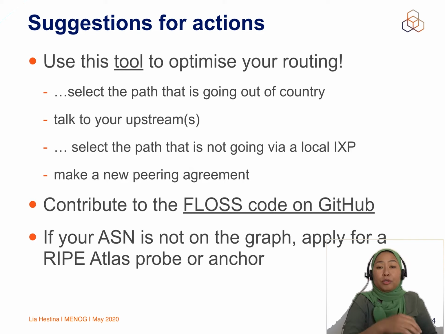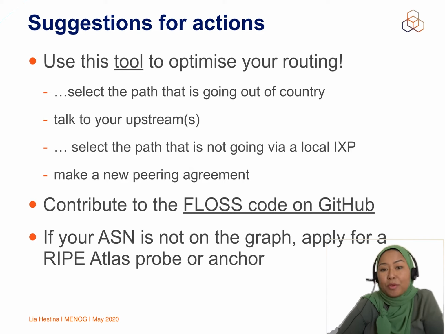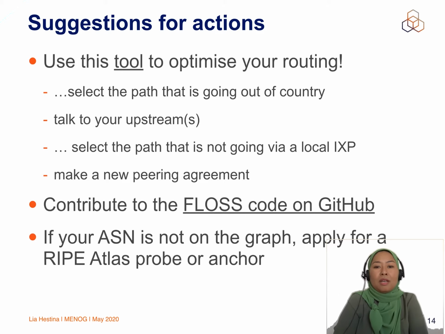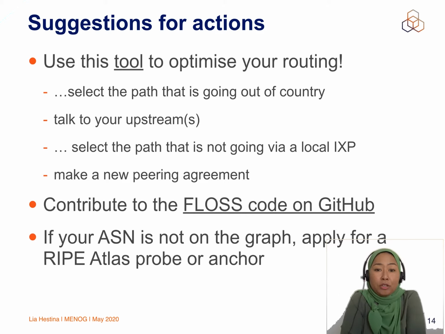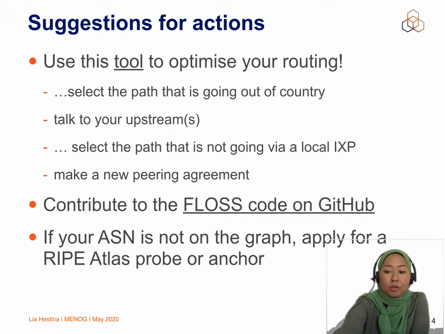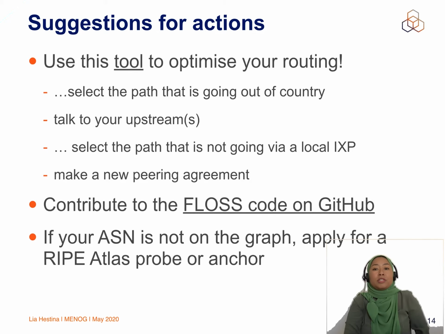So you know what to do. It's time for action. I've shown you the tools, so check your country and your probe if you have any, and use this tool to optimize your routing by selecting the path that is going out of the country and talk to your upstream provider, and also select the path that is not going via a local IXP and make a new peering arrangement. You can also contribute to the FLOSS code on GitHub and develop it further.